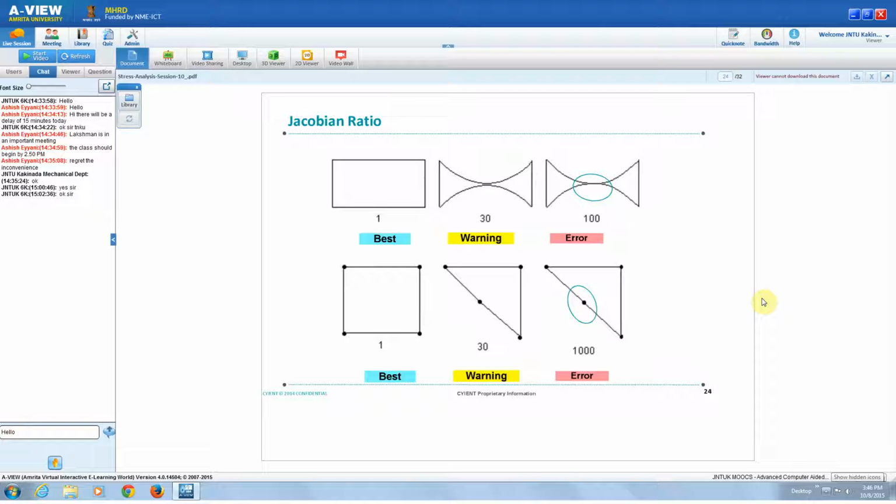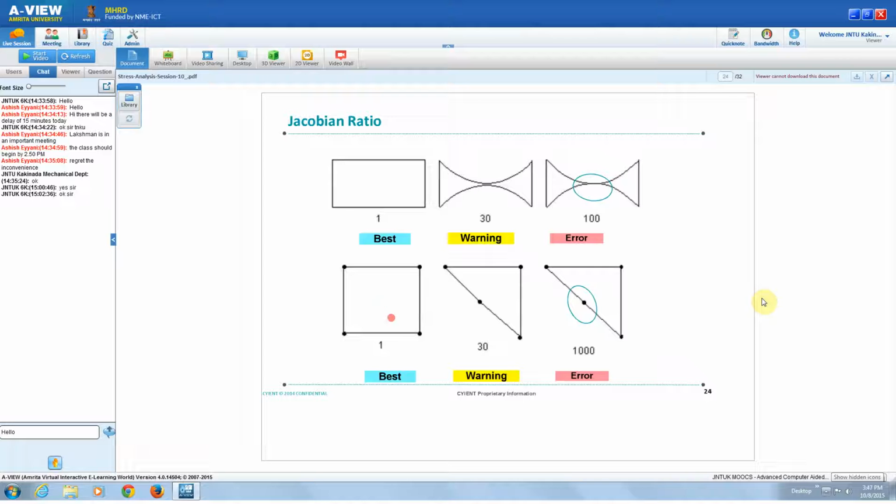Similarly here, this is perfect. So here the edges are moving towards the center. That is the reason we are getting high Jacobian ratio. Here the edges are touching. That is the reason we are getting pretty high Jacobian ratio compared to this element.